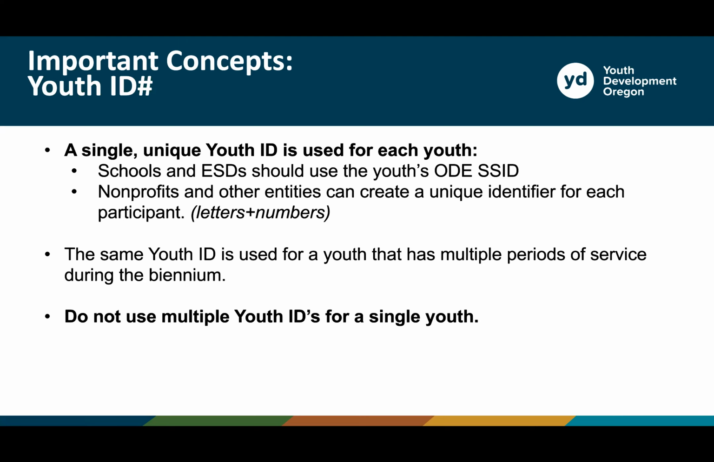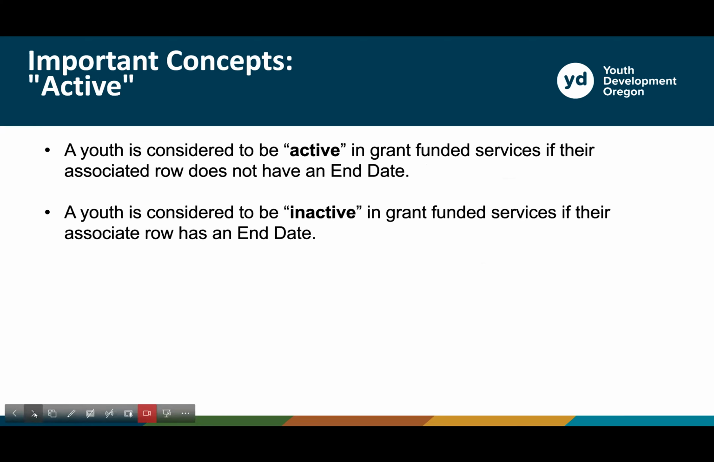And so the same youth ID will be used for a youth that has multiple periods of service, very important, one youth, one identifier. Don't use multiple youth IDs for a single youth over the biennium. And remember, a youth is considered to be active in grant-funded services if their associated row does not have an end date, and a youth is considered to be inactive in grant-funded services if their associated row has an end date.